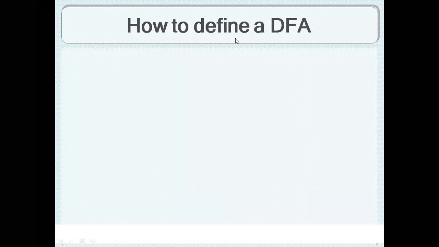Okay, so next one, how to define a DFA. So here is a set of states Q. The set of states Q is a finite set. So we specify the finite set of states.